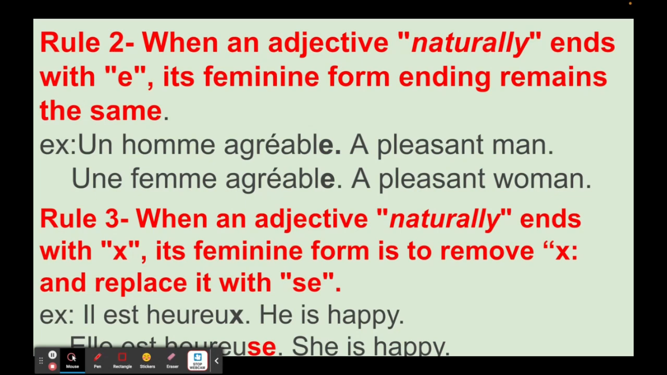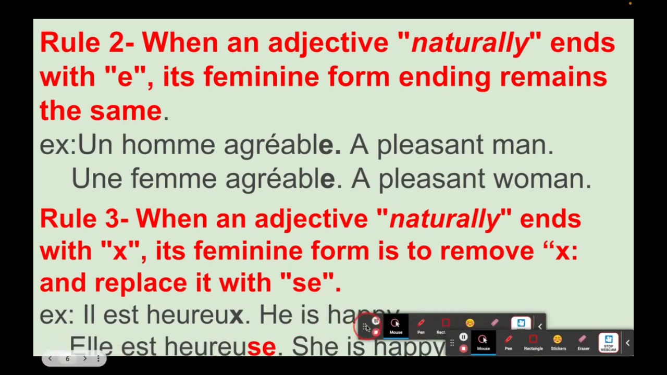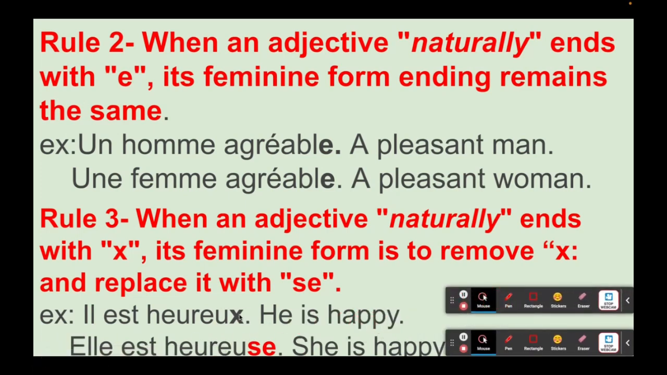So, il est heureux, he is happy. So, heureux, the H is silent. So you see that it ends with an X for happy. If I want to switch it to the feminine form, I will have to say, elle est heureuse. Elle est heureuse. So I remove the X and I put an SE. So that's rule number three.